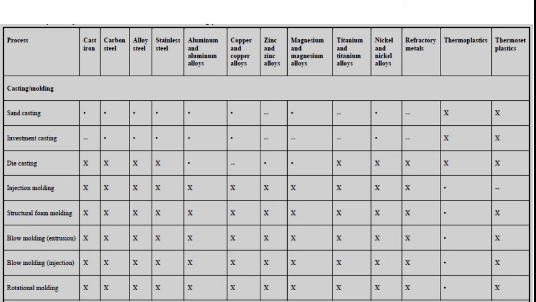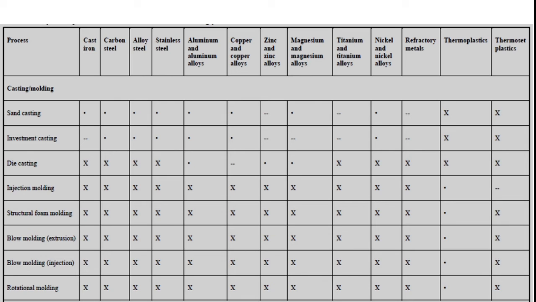And then magnesium and magnesium alloys, we can utilize sand casting and die casting, and preferably we can choose investment casting. And then titanium is a newer material, and it has its inherent properties for applications. So with sand casting and investment casting, we can produce titanium and titanium alloy components. And nickel and nickel alloys, we can produce with sand casting and investment casting. But other casting processes like die casting and rotational molding, we can't utilize for making nickel and nickel alloys. And refractory materials, we can produce preferably with sand casting and investment casting, but we can't utilize die casting and rotational molding for producing refractory materials.